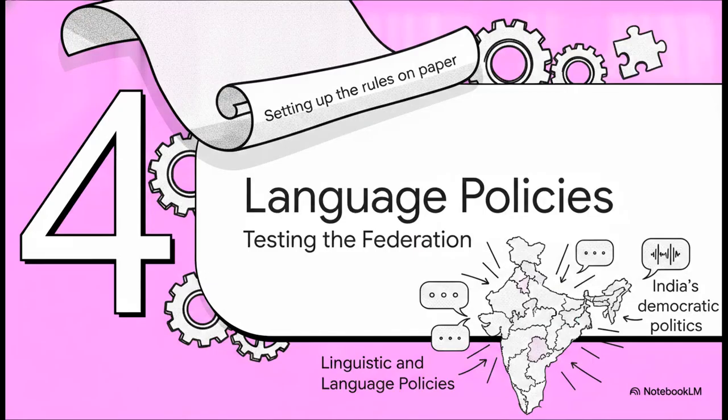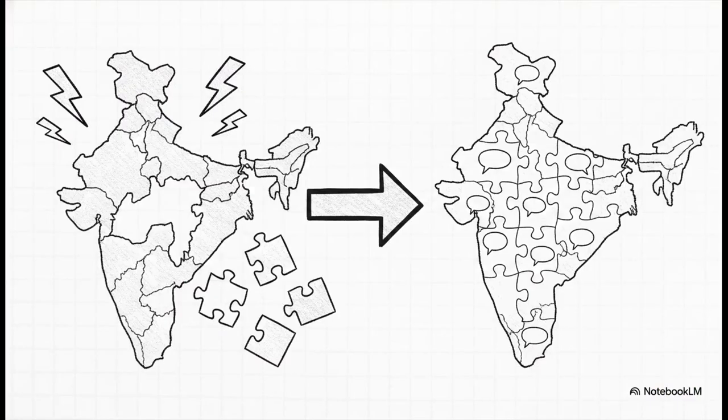Section 4. Linguistic and Language Policies. This is where the Federation was truly tested. When India began its democratic journey back in 1947, it had to figure out how to manage its truly incredible diversity.